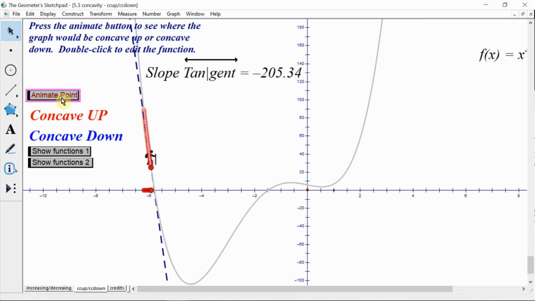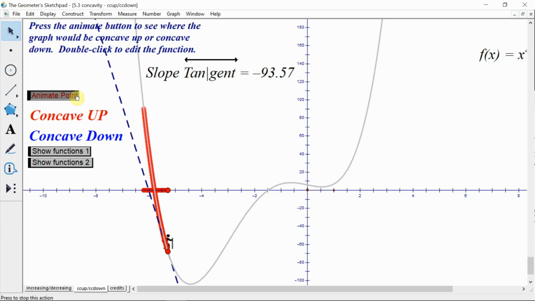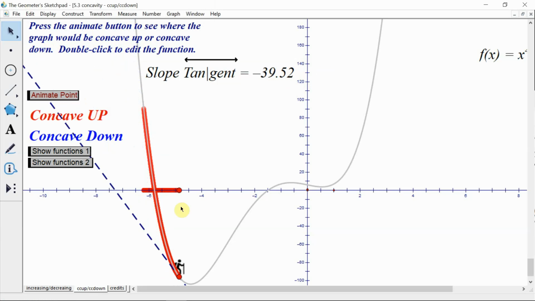As I animate this, sorry, that's a little fast. Let me slow that down. Okay, so let me back him up. So as I animate this, if you look at this slope, you notice that it's increasing.